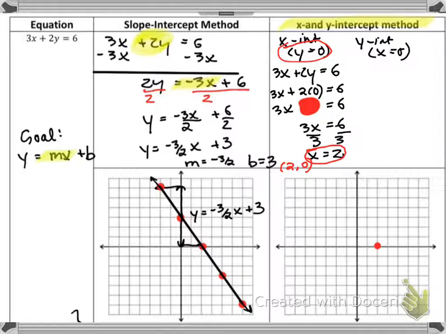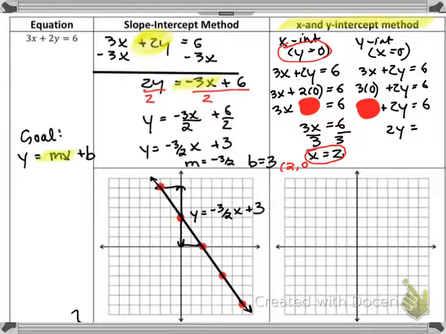Now let's find the y-intercept. Again, we start with 3x plus 2y equals 6. This time, we're going to let x equal 0. So we have 0 plus 2y equals 6. Remember, alternatively, we could have used the cover method and covered up the term that contained our x variable so that we only have the y variable left. We need to divide both sides by 2. And so, our ordered pair for our y-intercept is x equals 0, y equals 3. So we have the ordered pair (0, 3), which we can then plot on our graph.